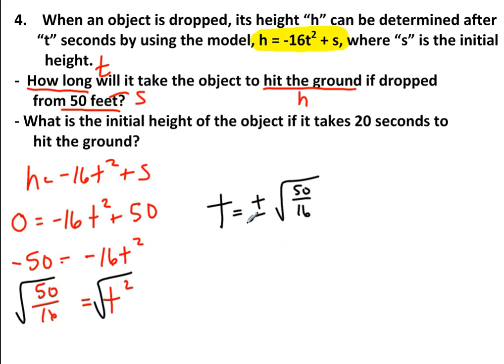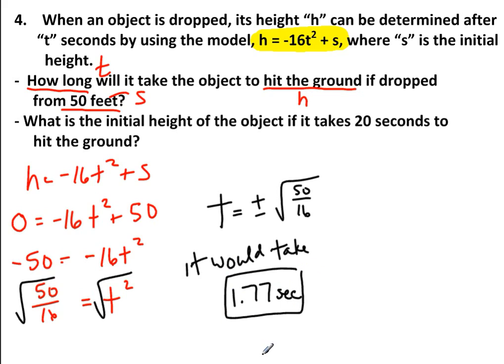But this is a word problem, so I want to answer it more correctly. First of all, I should realize that time can't be both positive and negative. Time is only positive. So when I write my final answer, I'm going to say it will take... Now I want to figure out how many seconds. It doesn't make sense to give a square root answer. So if I type the square root of 50 divided by 16 in my calculator, I should get 1.77 seconds. I'm just going to round to two decimal places. And that would be my solution.